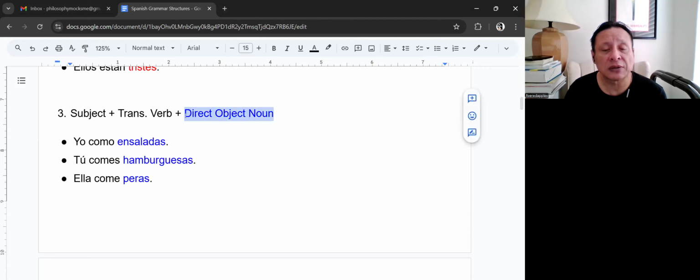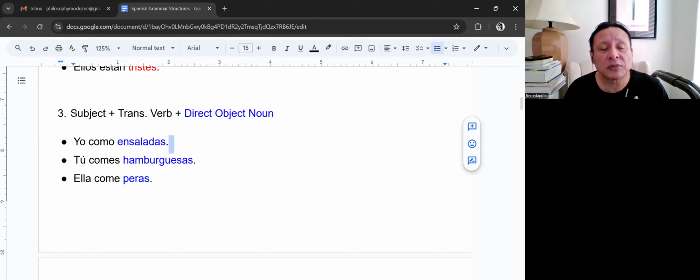For now, we'll just keep the things that make them unique. So the subject, transitive verb, direct object noun. I have no articles, I have no modifiers in front of these direct object nouns. I can, but for now, we'll just keep things simple. Yo como ensaladas. I eat salads. You can see the letters that spell out salad here. Yo como ensaladas. Direct object.